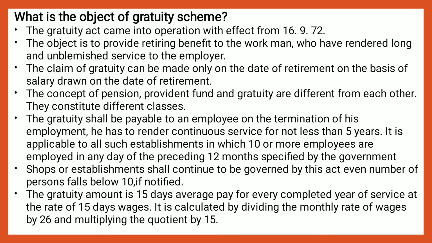What is the object of the gratuity scheme? The Gratuity Act 1972 came into operation with effect from 16th September 1972. The object of the Act is to provide retiring benefit to the workmen who have rendered long and unblemished service to the employer. The claim of gratuity can be made only on the date of retirement on the basis of salary drawn on the date of retirement.